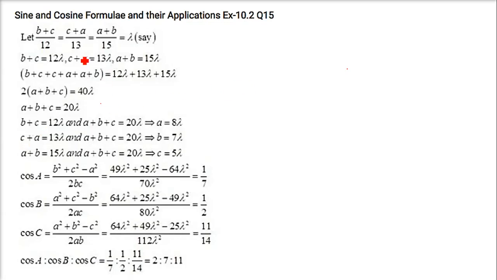Now the next question is this: (b plus c) by 12, (c plus a) by 13 and (a plus b) by 15 are equal. So what we will do, we have to find out the ratio of cos A, cos B and cos C. So we'll equate it to say lambda or k. So b plus c will become 12 lambda. If (b plus c) by 12 is lambda, b plus c will be 12 lambda. Now c plus a will be 13 lambda similarly, and a plus b will be 15 lambda.